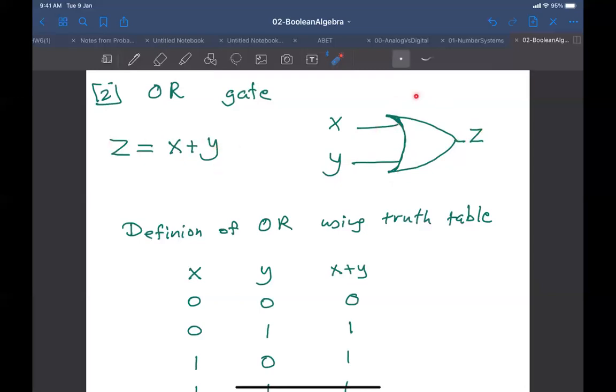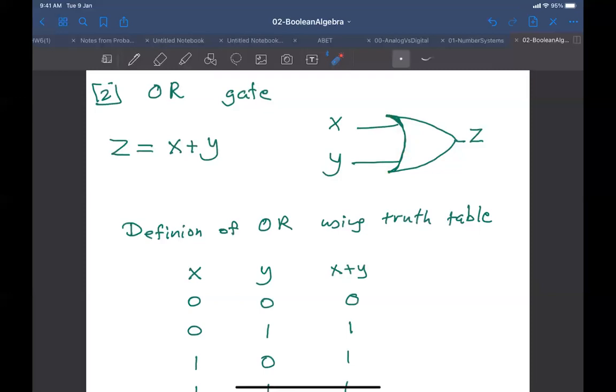Now, what is the difference between this and the AND? Who can tell me what is the difference between the symbol for the AND and the symbol for the OR? AND is a half circle. Come again? AND is a half circle. Excellent, excellent. And the left portion, which is the input side of the AND, is a straight line. This is a curved arc here.